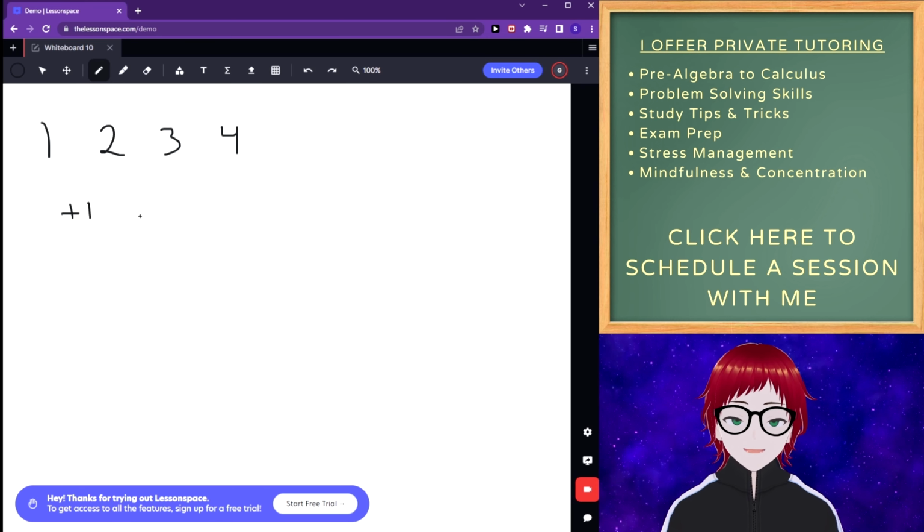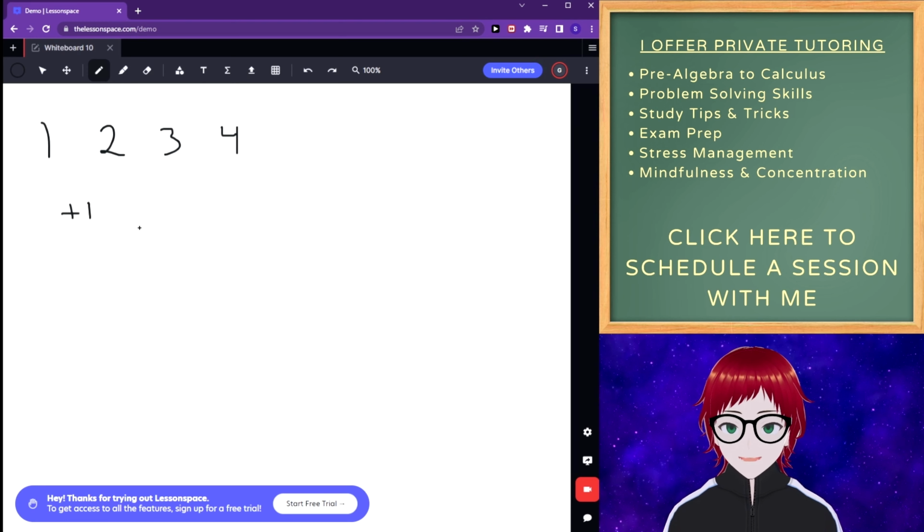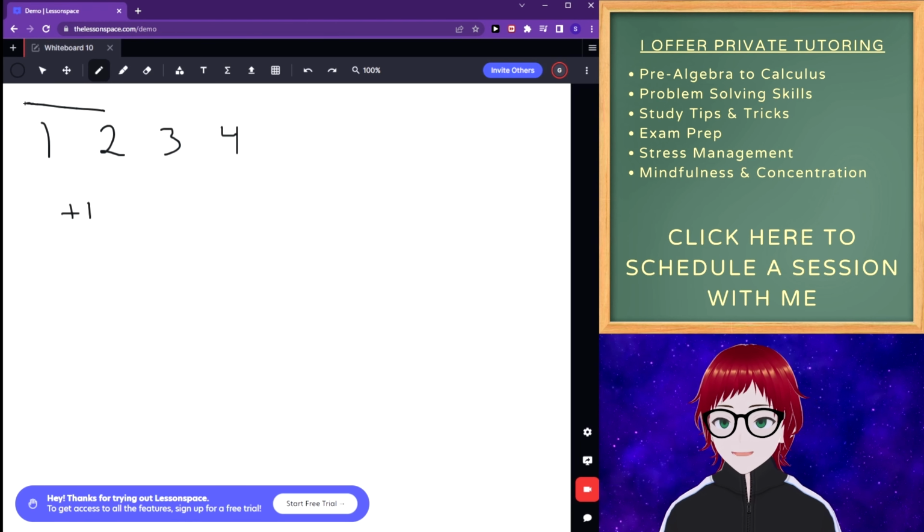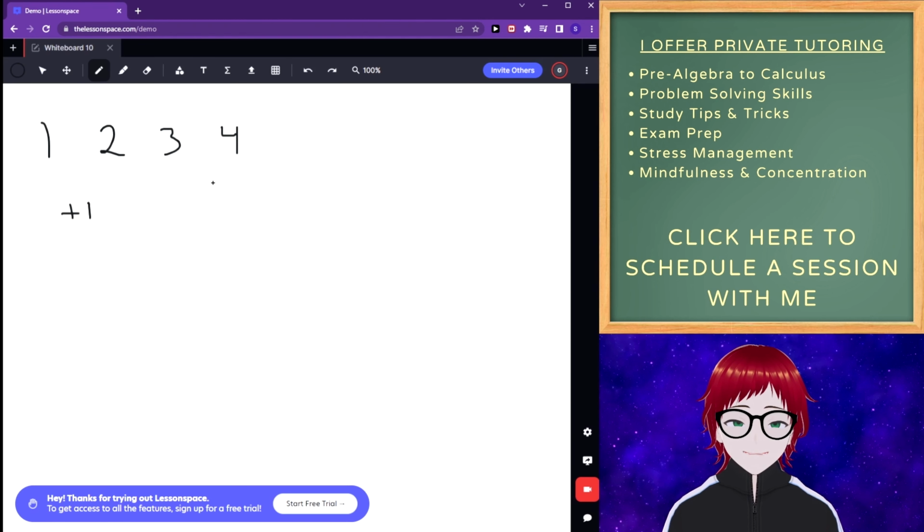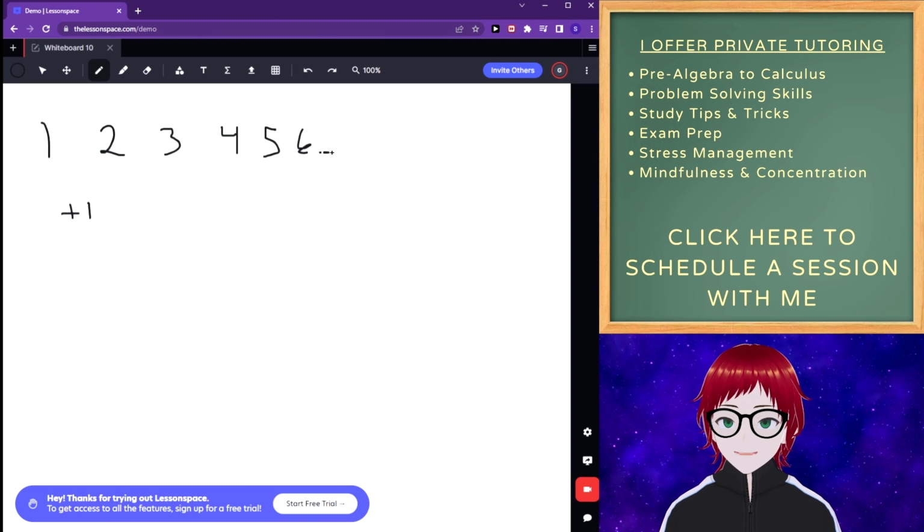Straightforward. Now, a sequence can be finite or infinite. A finite sequence has a fixed number of terms. So here we would have 4 terms. That's a finite sequence. And an infinite sequence has an infinite number of terms, where we would say that this goes on to 5, 6, up until infinity, let's say. This would be an infinite sequence.